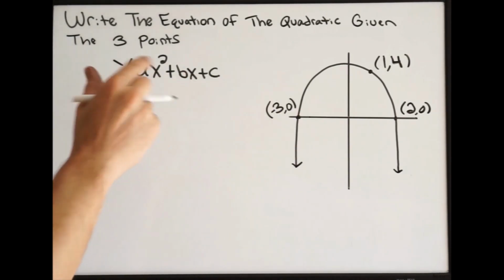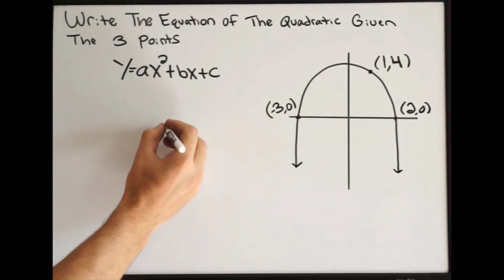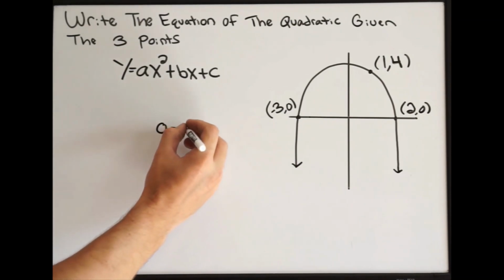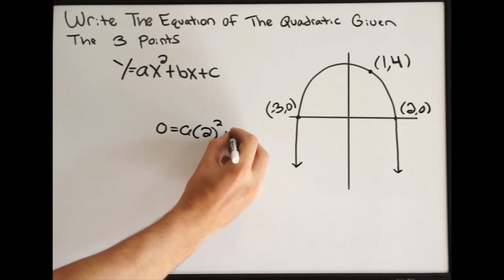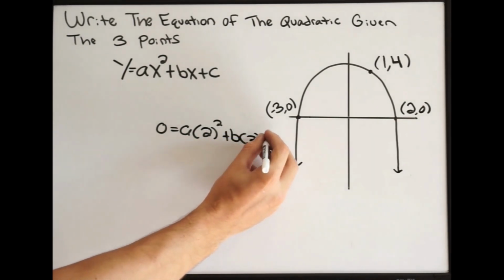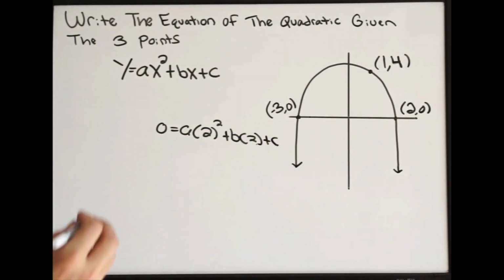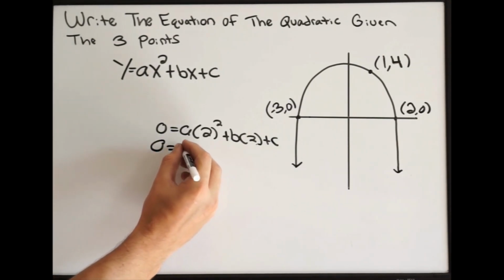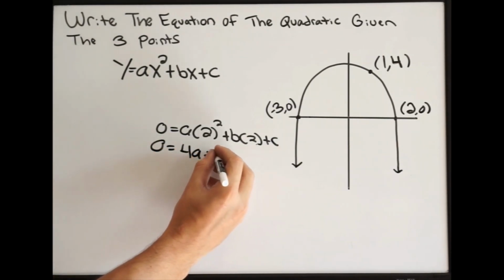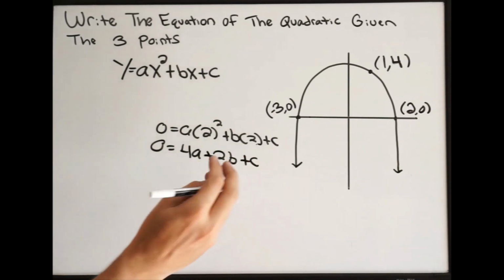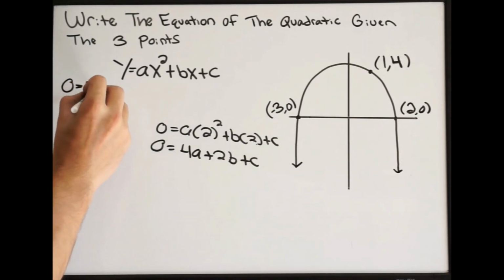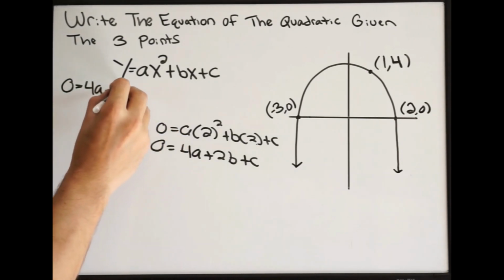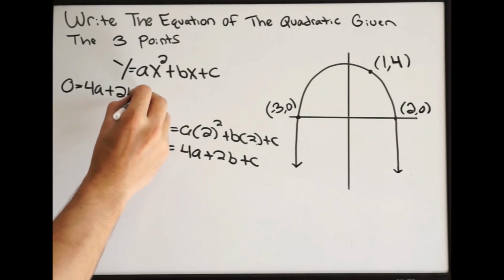Alright, so let's go ahead and plug it in. So here's y, I'm going to plug in a 0. Now plugging in my x, which is 2. And let's see what we get here. So we get 0 is equal to 4a plus 2b plus c. So here is one equation. We're going to go ahead and record that. So we get 0 is equal to 4a plus 2b plus c.